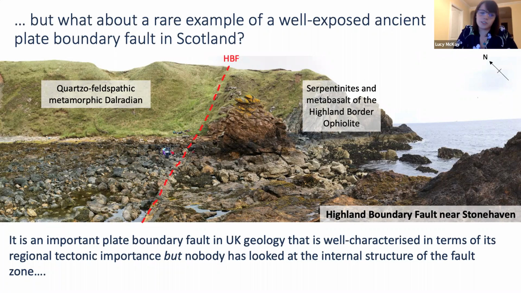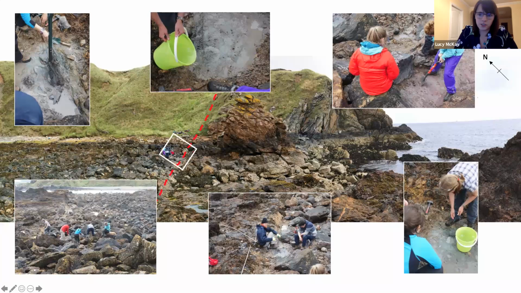So, like I say, unlike the San Andreas, it's relatively well exposed. And it's been a fault that's been studied by geologists for over 100 years, but nobody has looked at the internal structure of it. So with permission from Scottish Natural Heritage, we went to the beach and tried to dig it up with spades and attempted to move the very large boulders that were in the way.